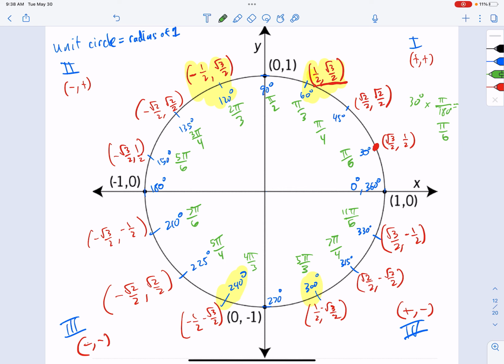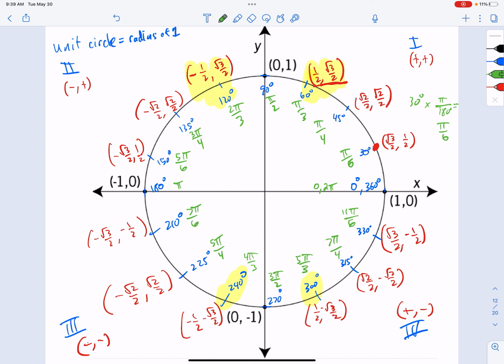Okay, and then the last thing we need to do is label the angles for radians that appear on either of the axes. So 0 degrees, well, that's just 0 radians. 360 degrees, well, that's one time around the circle. That's 2 pi radians. We already have pi over 2 for 90 degrees. At 180 degrees, it's pi. And then down at 270, it's 3 pi over 2. Okay, so there is the unit circle.